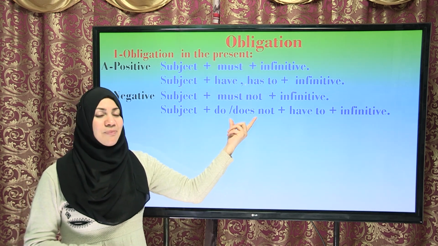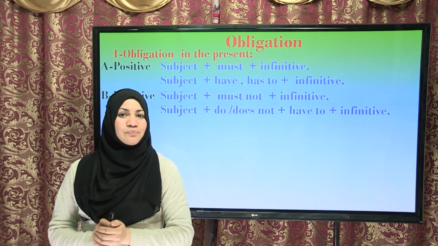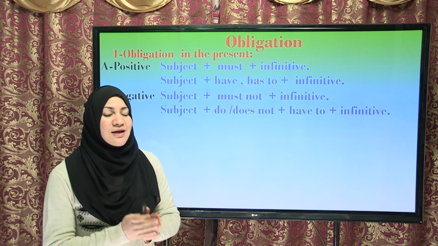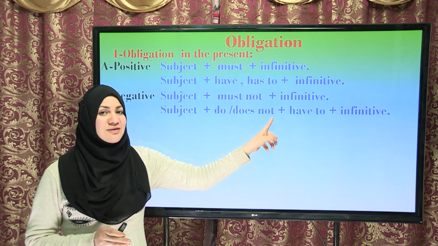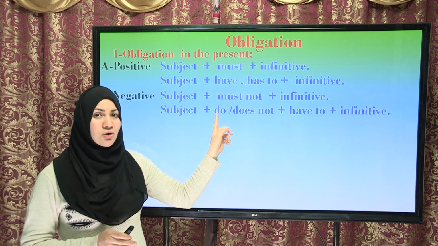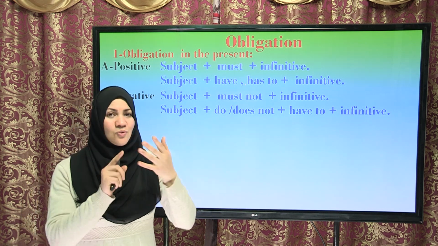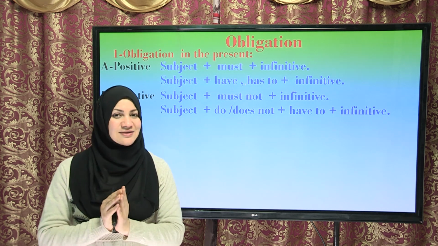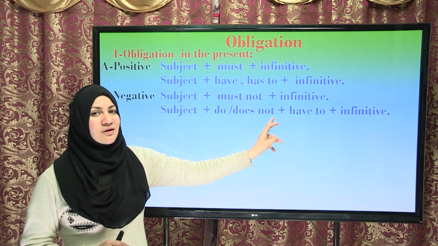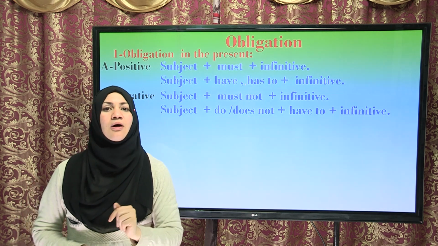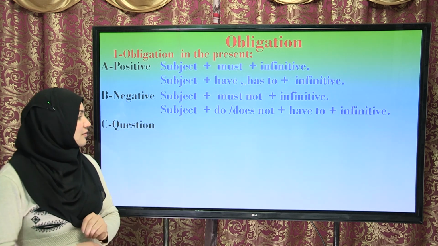What do you remember about do and does? Of course, present simple, yes. We ask with do and does and we put the negative form with don't and doesn't. Don't with I, you, we, they. Doesn't with he, she, and it. So here, must not, do or does not, both express obligation.